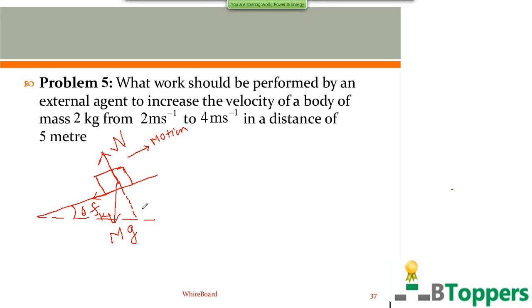So you can resolve the weight mg into rectangular components, parallel to and perpendicular to the inclined surface. As usual, we choose the direction of motion up along the inclined surface as the positive direction of the x-axis. The component mg cos theta acts perpendicular to the inclined surface. The component mg sin theta acts down the inclined plane, parallel to the inclined surface.